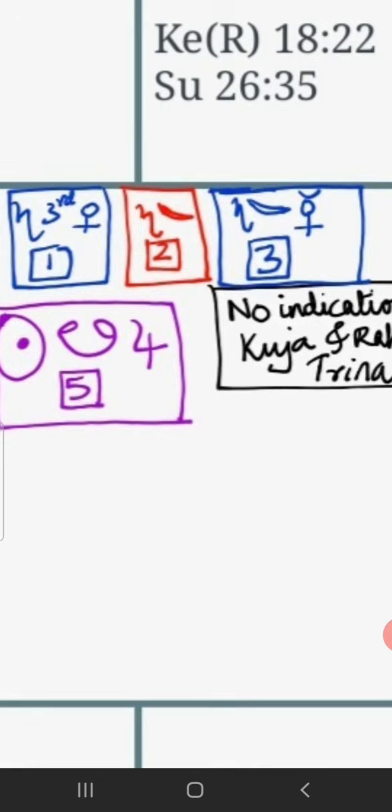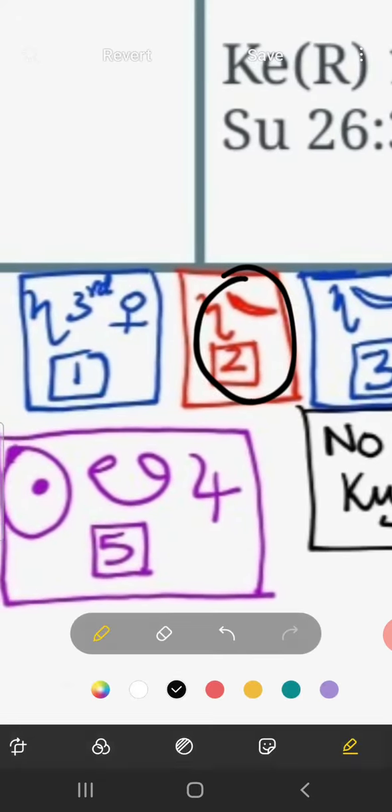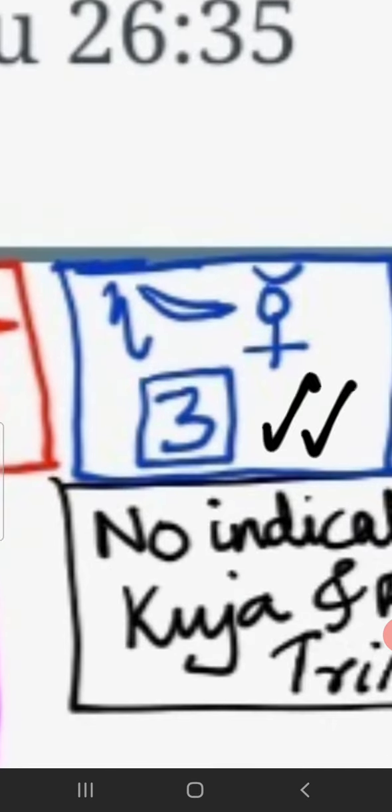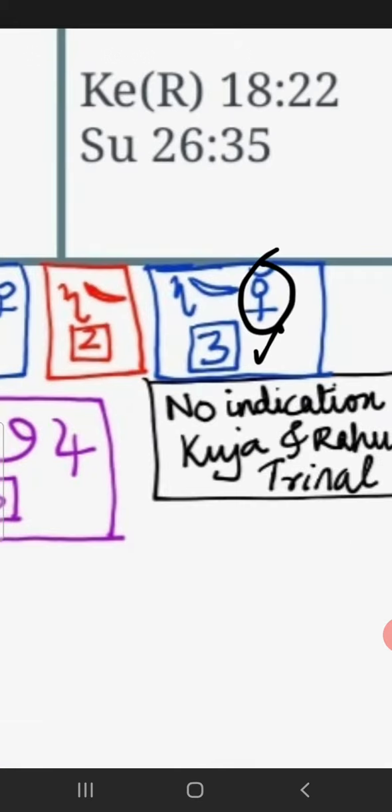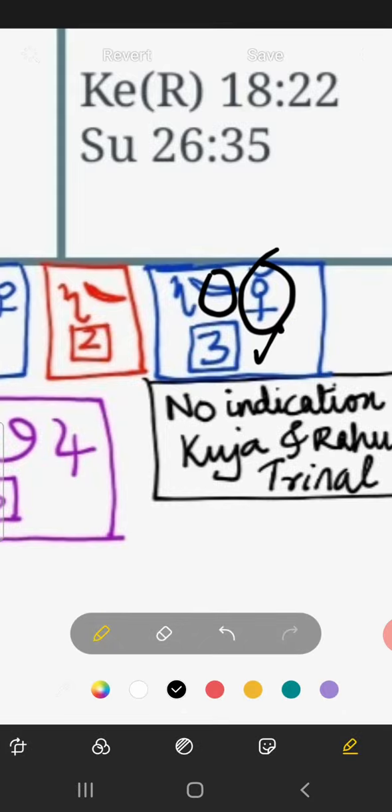Where I have put 2, this is where Shani and Chandra are related. And this one is very important. This is where Shani, Chandra, and Budha are related. So here we are looking at Vyapar, so we will have to focus on this part. This is where the Mercury and Chandra are related.